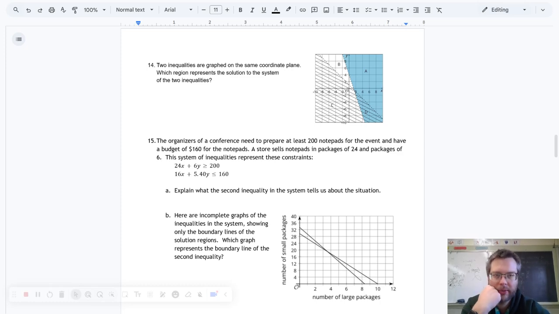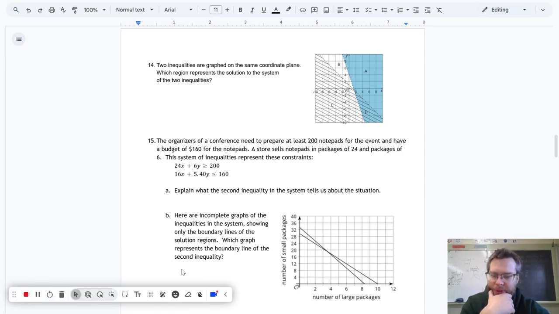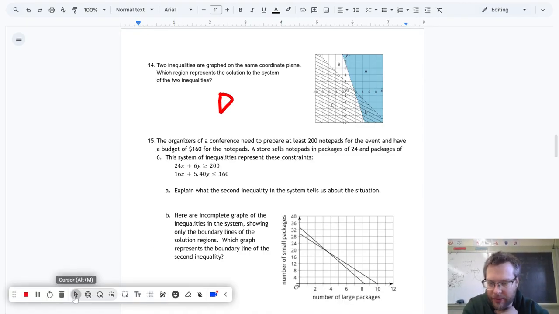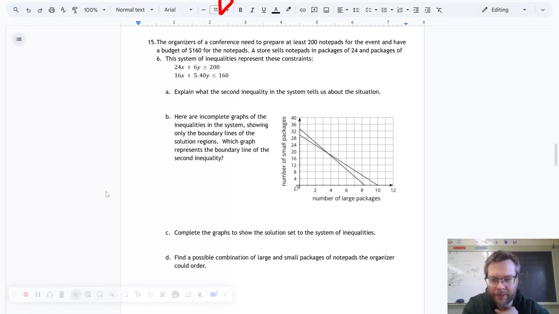All right, here we are moving on to the algebra review. Two inequalities are graphed. Which region represents the solution to the system? "Solution to the system of two inequalities" sounds really scary. I get it. It just means the part that got colored in twice. The answer is D. That's all you have to do on that problem. Just look for the spot that got colored in twice.